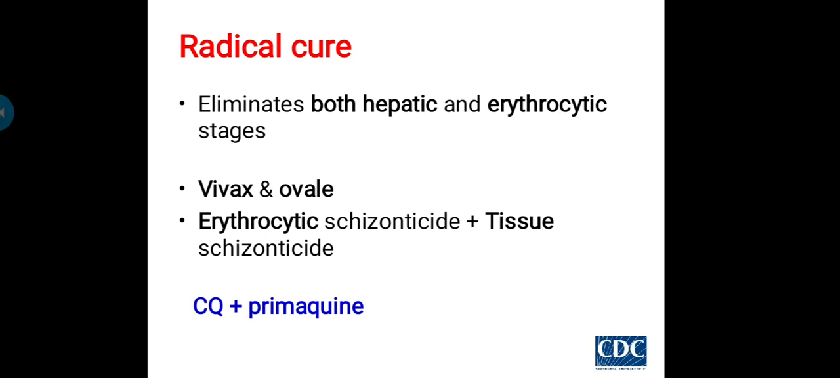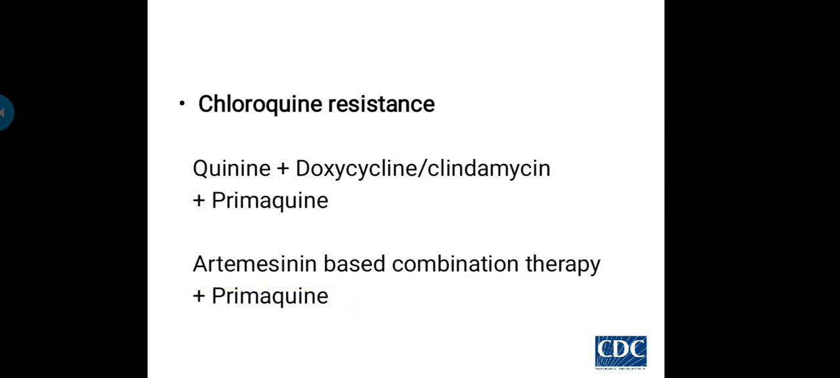So we have to combine two drugs. One is an erythrocytic schizonticide and one is a tissue schizonticide. The commonest combination is chloroquine plus primaquine. Chloroquine will kill the erythrocytic phase and primaquine will kill the extraerythrocytic hepatic phase. In chloroquine resistant cases, we can use quinine plus doxycycline or clindamycin, plus primaquine.